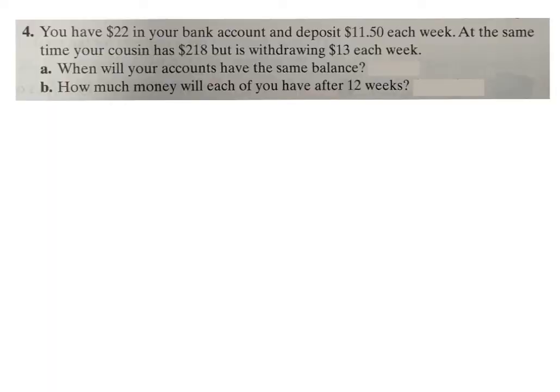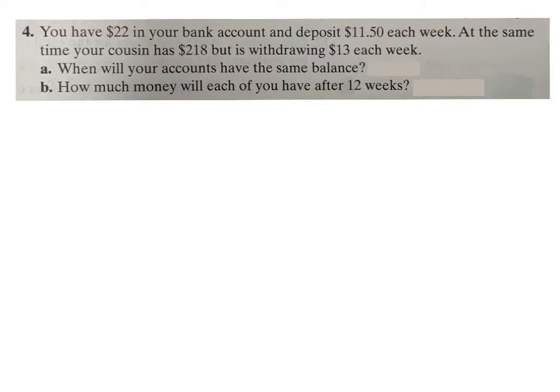You have $22 in your bank account and you deposit $11.50 each week. At the same time, your cousin has $218, but he is withdrawing $13 each week. When will your accounts have the same balance? And how much money will each of you have after 12 weeks?